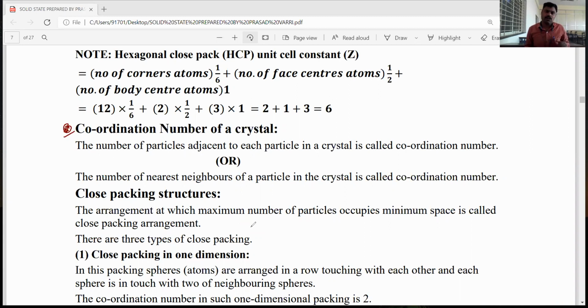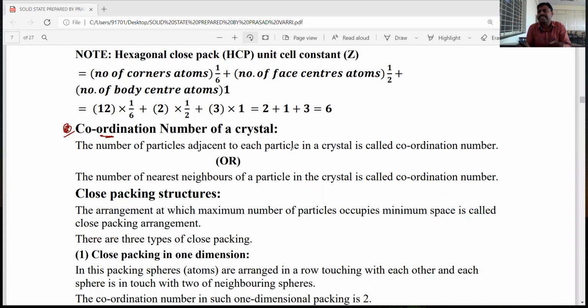Okay, dear students. Now the coordination number. What is the meaning of coordination number? Coordination number means just imagine the surrounding atoms: one atom is surrounded by how many atoms, or how many molecules, or how many particles or ions are present. It is called a coordination number.